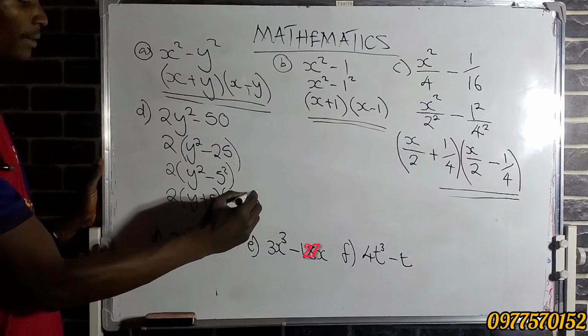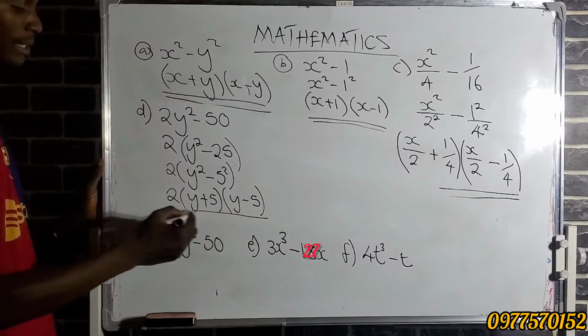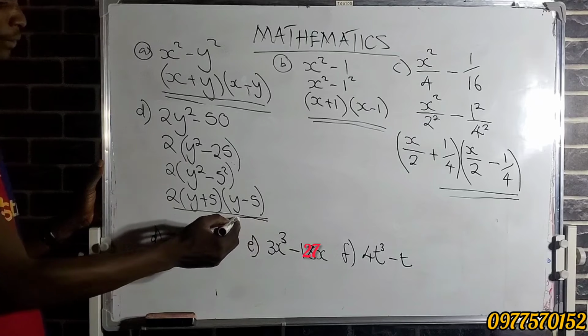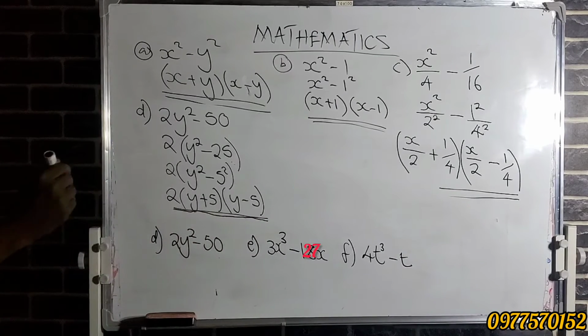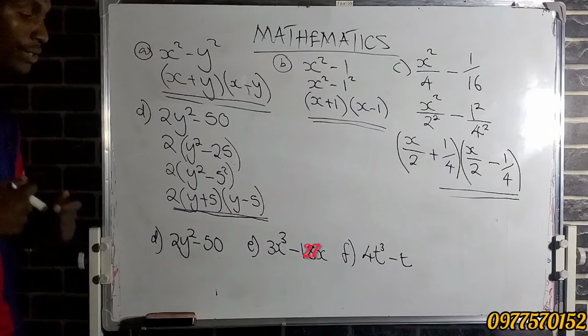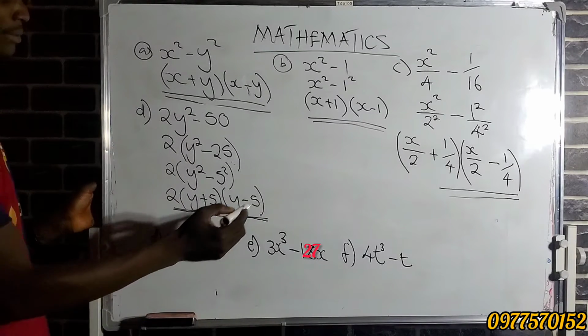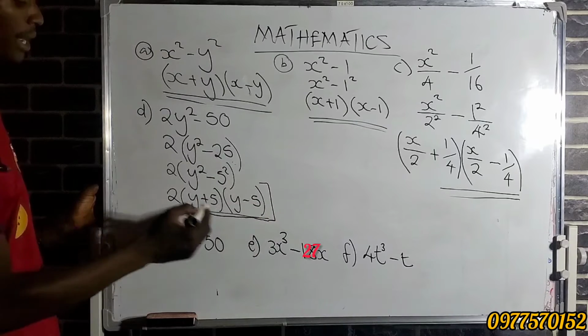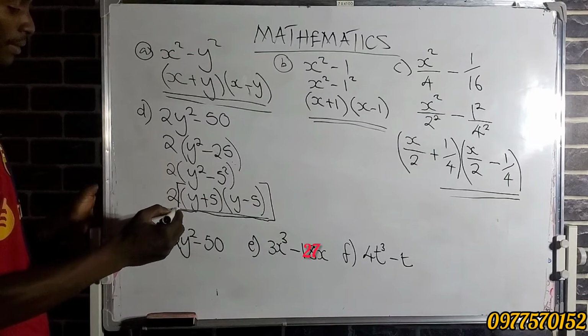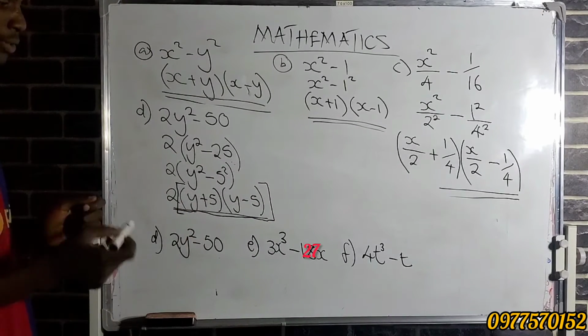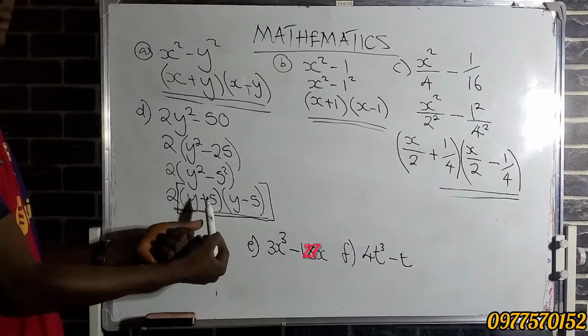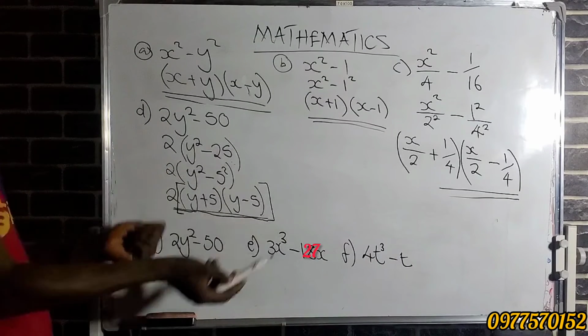minus 5. And this is the answer. Now, when you make mention of this, you find that some teachers will tell you, so these are parentheses, they will tell you to add more brackets. I ask why? To show that first you need to multiply what is inside, then you go with this.